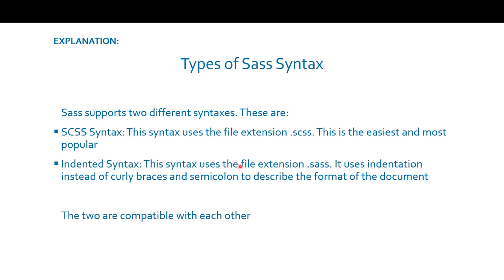This syntax uses the file extension .sass. It uses indentation instead of curly brackets. So I think that is the difference. This indented Sass uses indentation, just like Python. Then this one is like JavaScript where you use curly brackets. So look at it. It uses indentation instead of curly braces and semicolons to describe the format of a document.